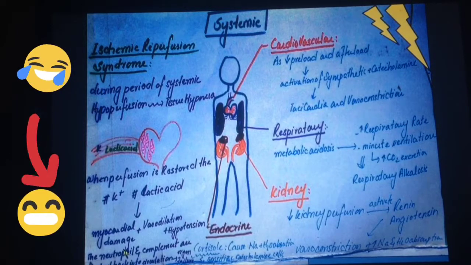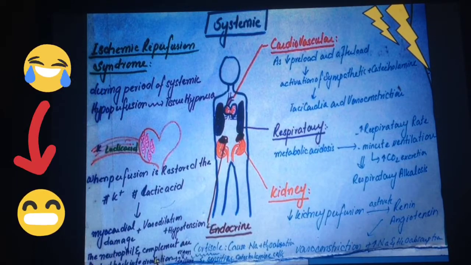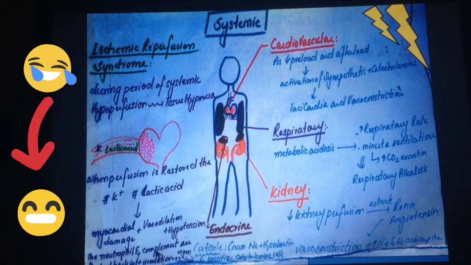When these muscles contract, there is circulation of the blood, and this blood contains neutrophils and complement. When these substances are flushed into the circulation, this results in organ failure because these neutrophils cause damage to the normal tissues, and the complement further results in coagulation of the blood supply to these organs, resulting in organ failure.